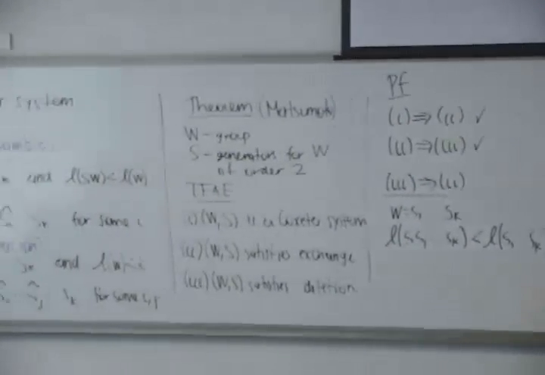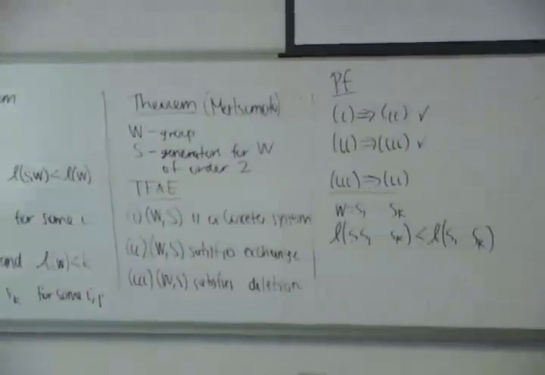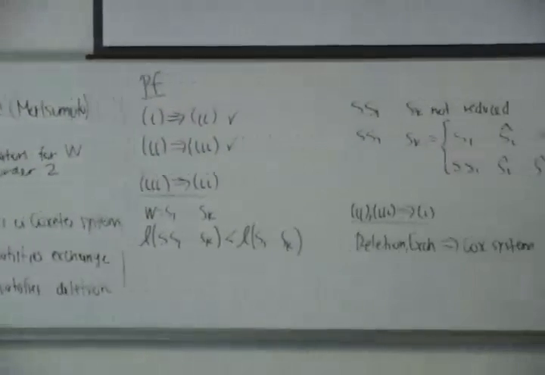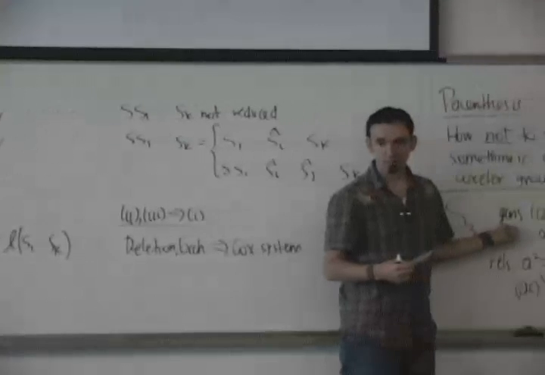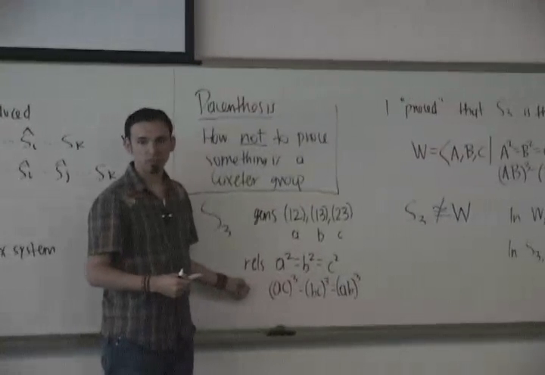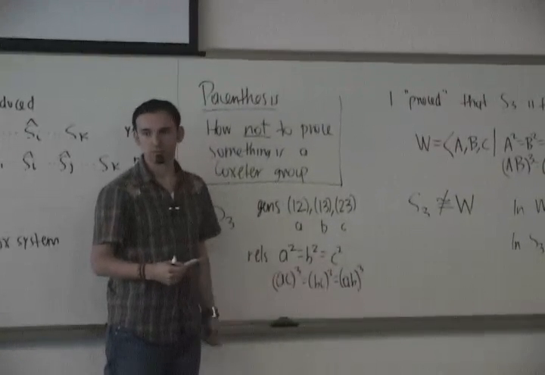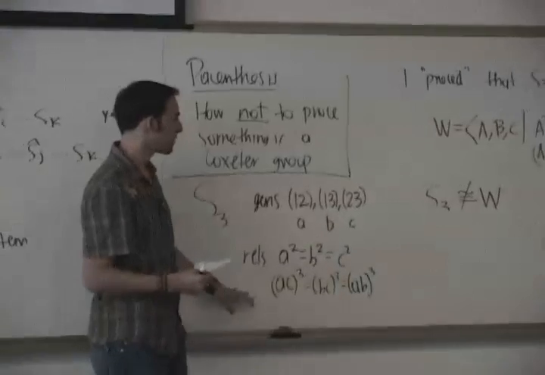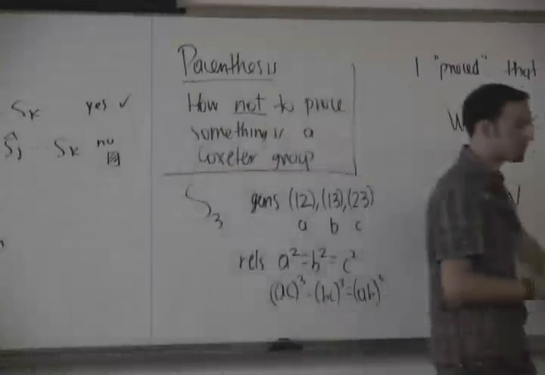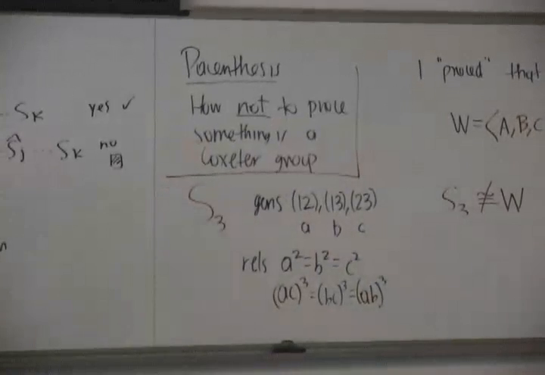So how do you prove that something is a Coxeter group? Well, you have to check three things. First of all, that you have generators that generate. Then that you have every relation that you're supposed to have. But then you also have to prove that you don't have any relations that you're not supposed to have. Okay? No other relations like something like this. Okay? So that's what we're going to do.